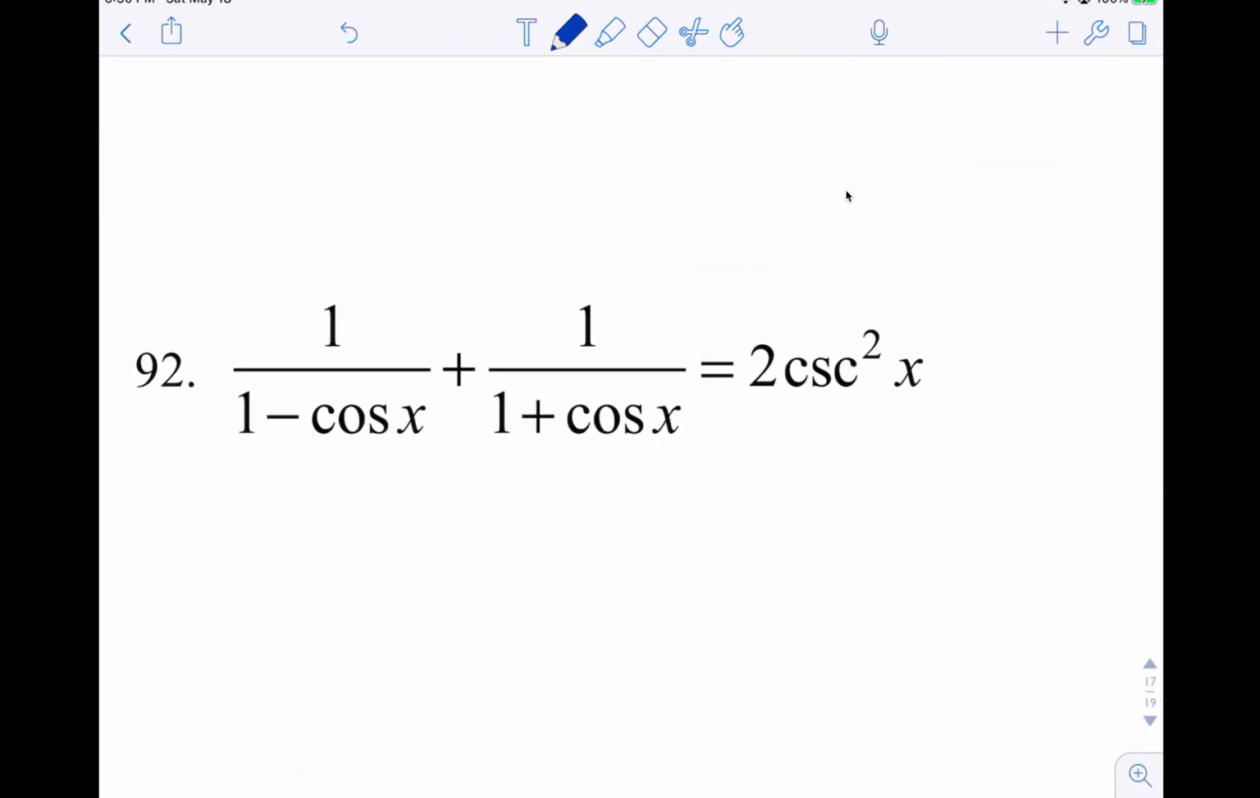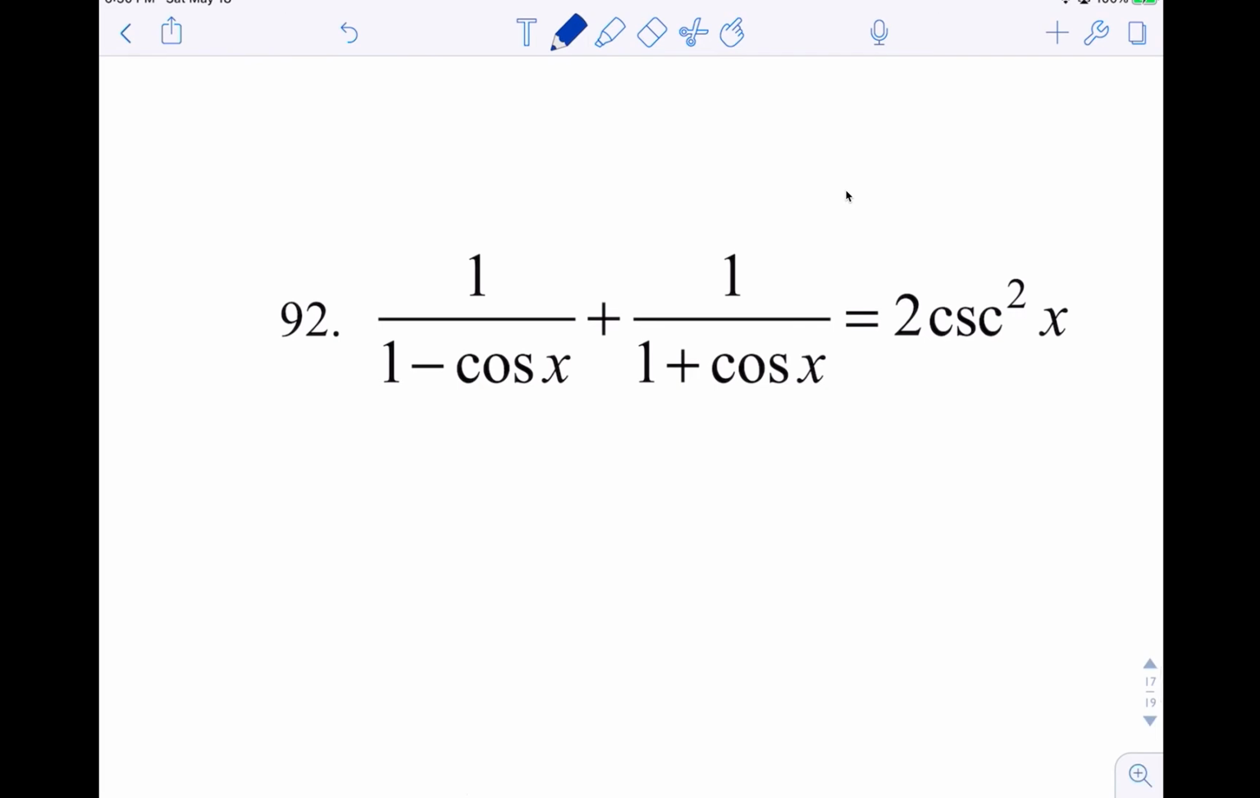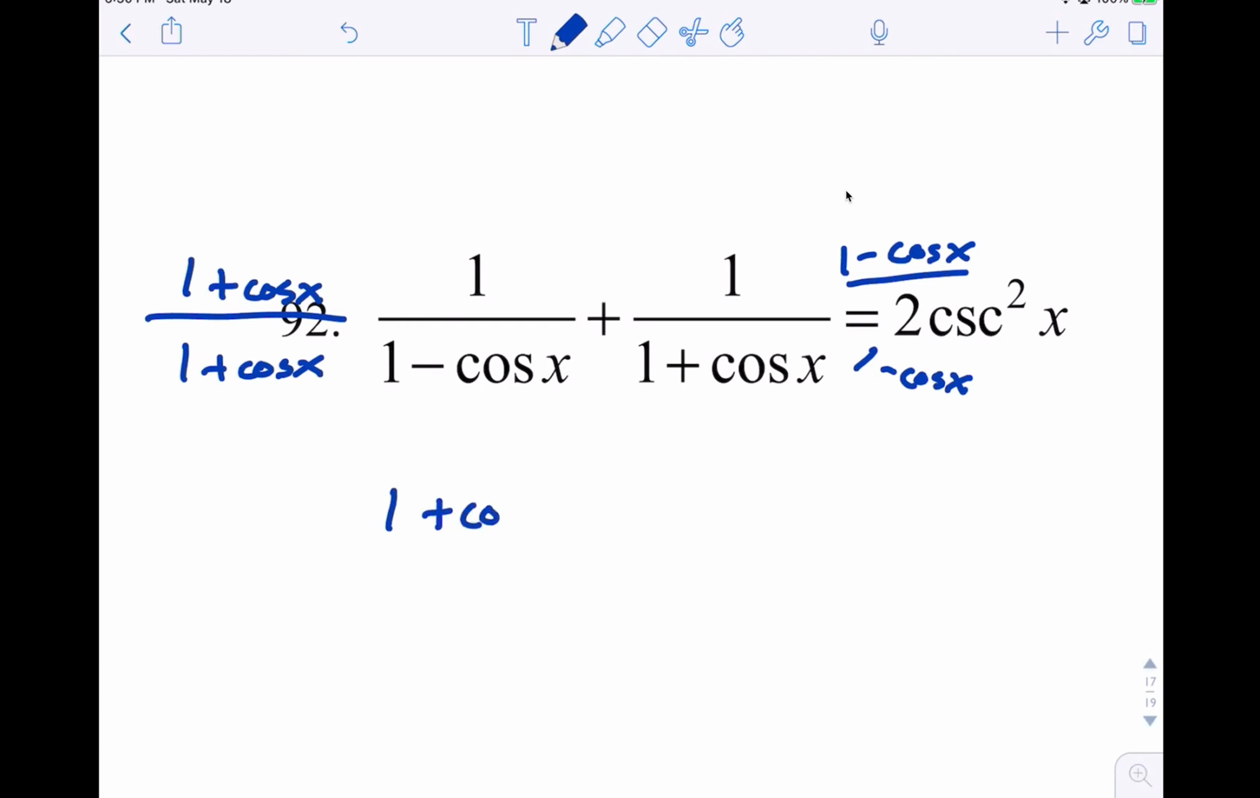Okay, 92, I'm going to get a common denominator. So 1 plus cosine with the first one, and then 1 minus cosine with the second one. So 1 plus cosine over 1 minus cosine squared.